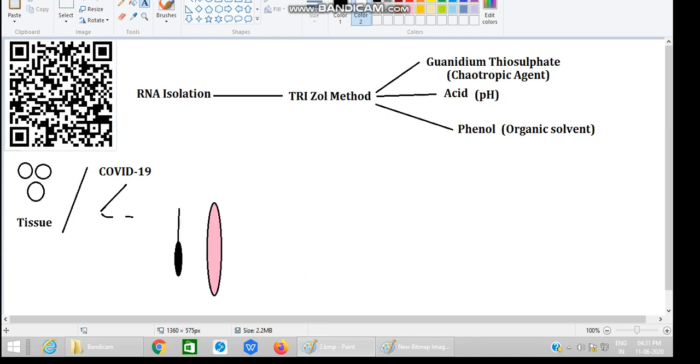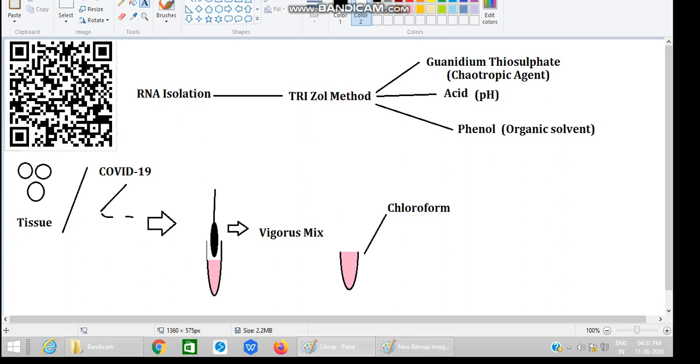Then you add it to the TRIzol solution. After adding to the TRIzol solution, you vigorously mix it so that whatever virus is there comes into the TRIzol solution. Then in the TRIzol solution you add chloroform. After adding chloroform, you do a vigorous centrifugation. How much centrifugation, how much time it should take, everything is given in your PDF.